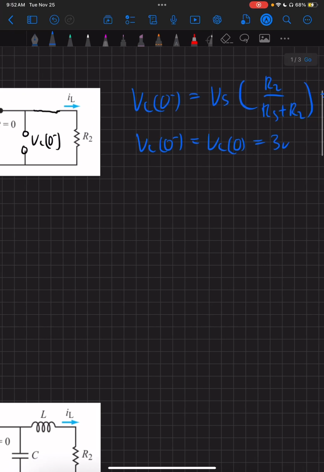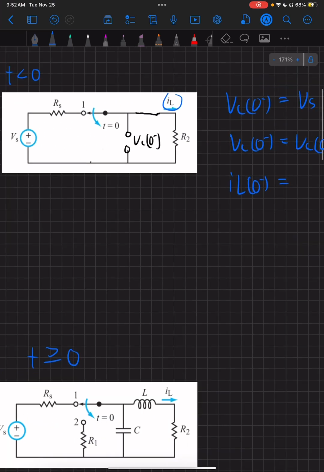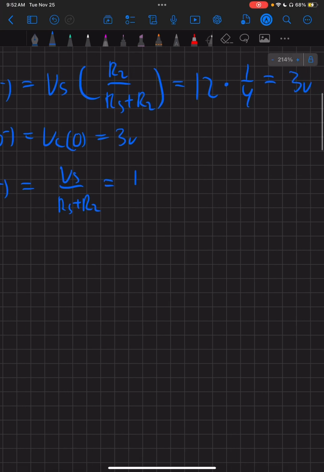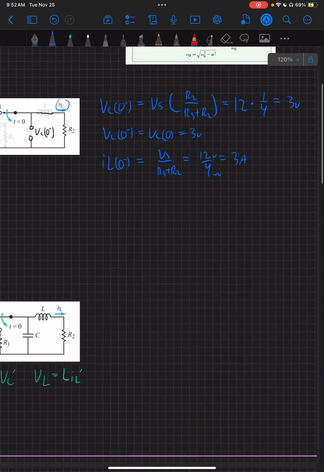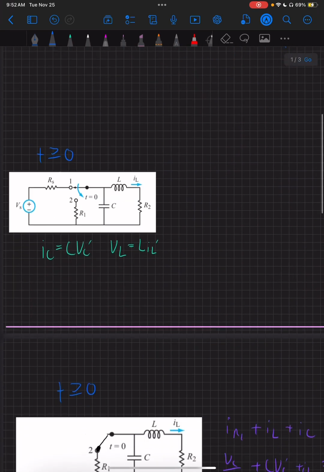We're also going to solve for IL(0) right here. IL(0-) equals, we're going to use Ohm's law, VS over RS plus R2, which is 12 over 4 equals 3 amps. So it's volts over ohms, 12 volts over 4 ohms. And afterwards, we finish that part and move to the next part.